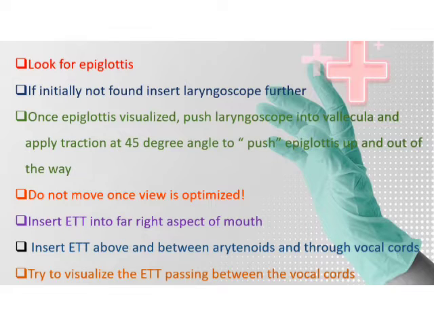Insert the ET tube into the far right aspect of the mouth. Insert the ET tube above and between the arytenoids and through the vocal cords. Try to visualize the ET tube passing between the vocal cords.